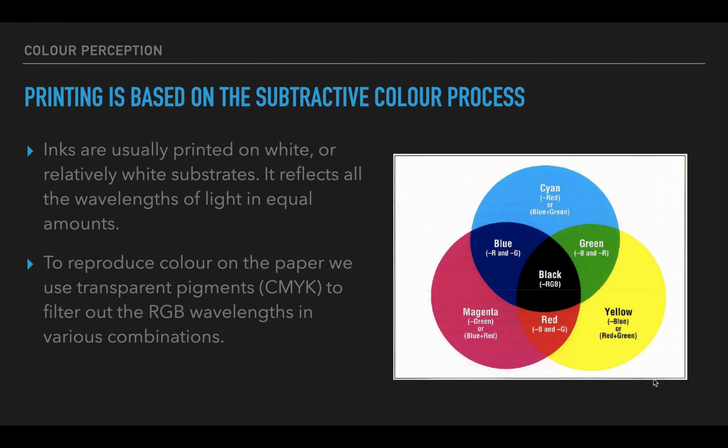Printing is based on the subtractive color process. Inks are usually printed on white or relatively white substrate. It reflects all the wavelengths of the light in equal amounts. To reproduce color on the paper, we use transparent pigments, also known as CMYK, to filter out the RGB wavelengths in various combinations. So if we look at the diagram on the right hand side, this kind of gives you the visual representation of how printers and how the world came to use cyan, magenta, and yellow, and of course black, to be the best color choices to reproduce a tonal image.